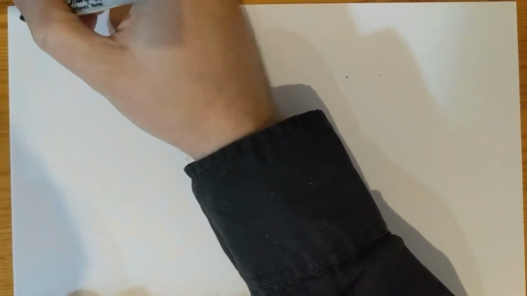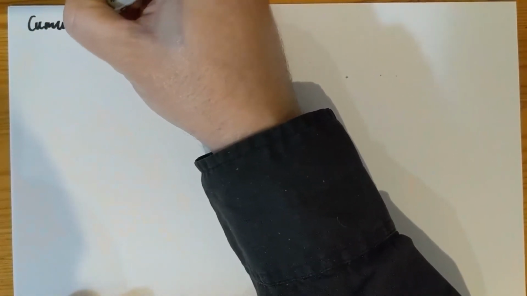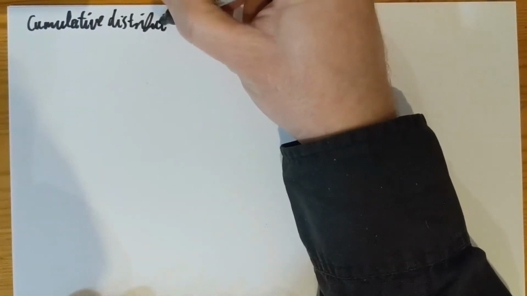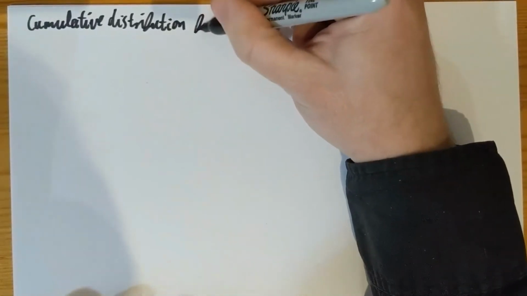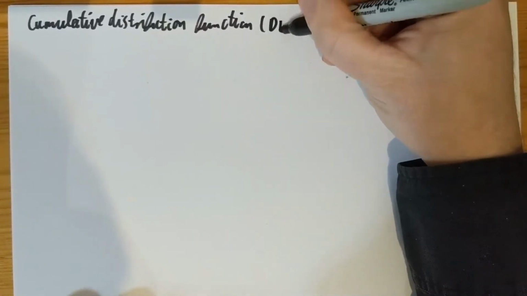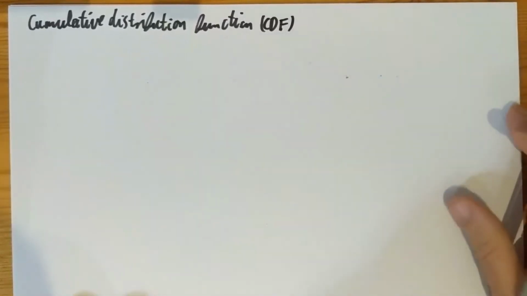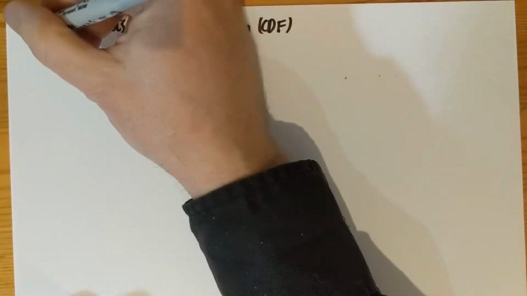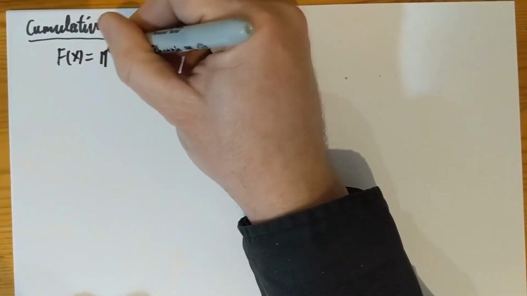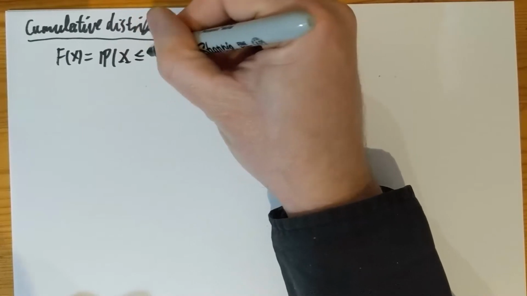Hi, this is going to be a quick review of the basic continuous random variables. Any random variable will have a cumulative distribution function. People abbreviate this sometimes as CDF. Okay, and F of x is just the probability that the random variable X is smaller than or equal to little x.